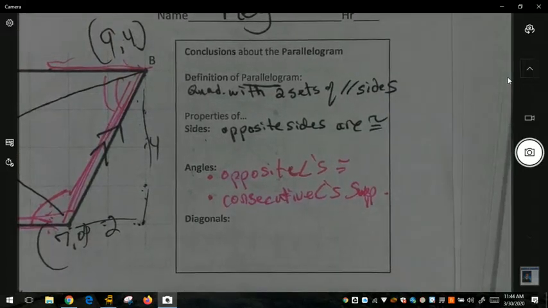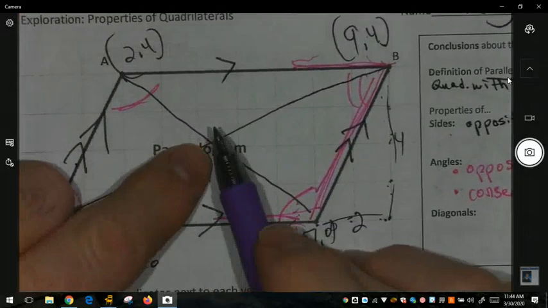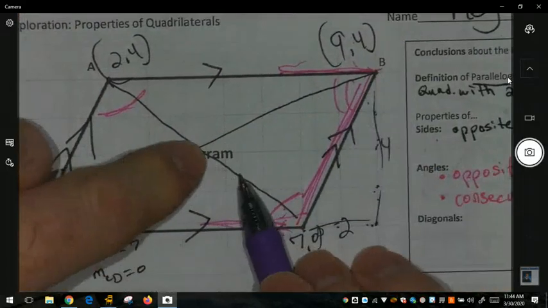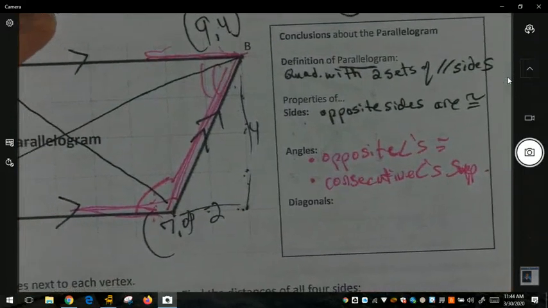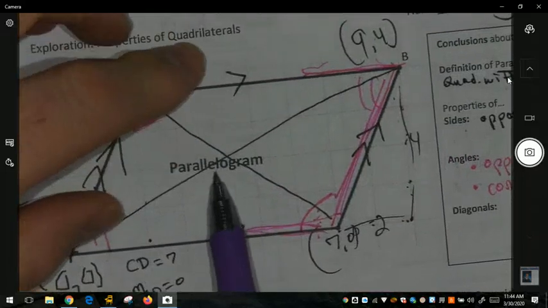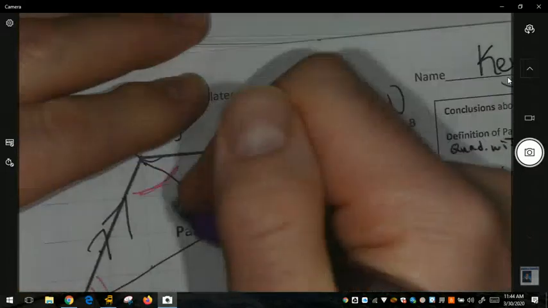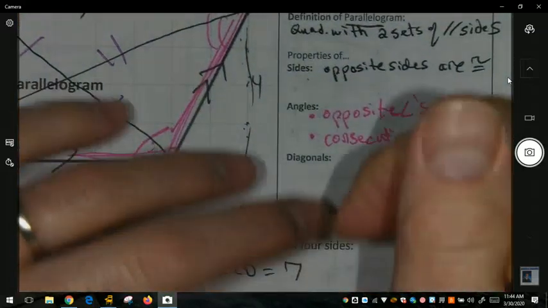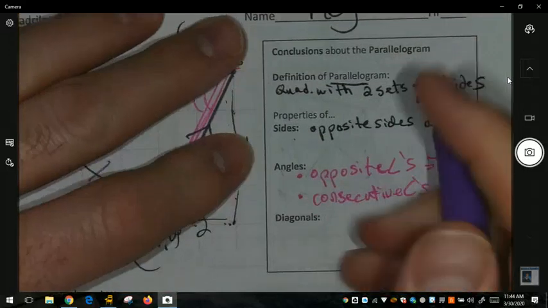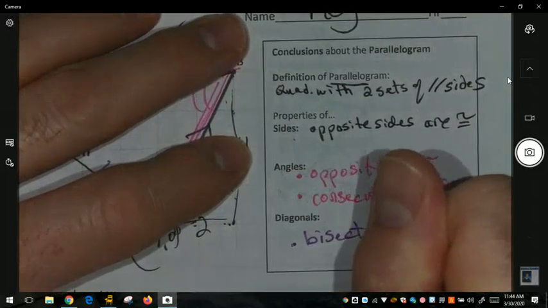The diagonals of a parallelogram, some people were putting down that they are congruent. They are not. This one is definitely longer than this one. This one is the shorter one. So they're not congruent. They are not perpendicular. There's an obtuse angle here and an acute angle here, but they do bisect each other. So the diagonals for everything that can be considered a parallelogram, the diagonals bisect each other.